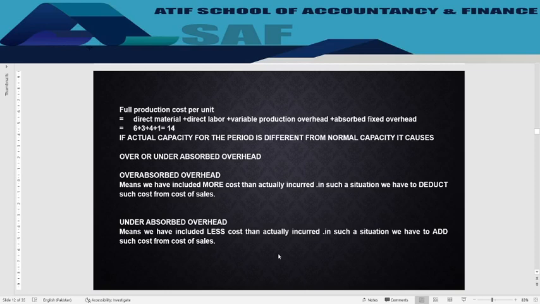Remember, if actual capacity for the period is different from the normal capacity, it causes over or under absorbed overhead. Over absorbed overhead is said to be a situation where we have included more cost than actually incurred. In such a situation, we have to deduct such cost from cost of sales. While the under absorbed overhead means we have included less cost than actually incurred. In such a situation, we have to add such cost to cost of sales. Over absorbed overhead is created when actual capacity is greater than normal capacity, and under absorbed overhead is created when actual capacity is less than normal capacity.